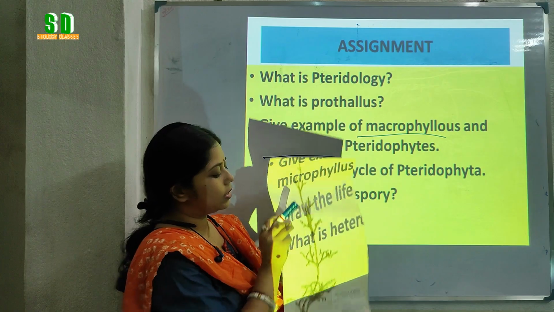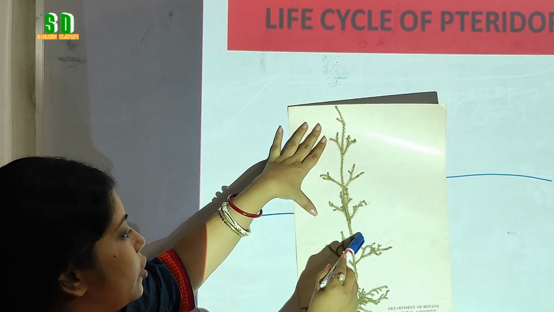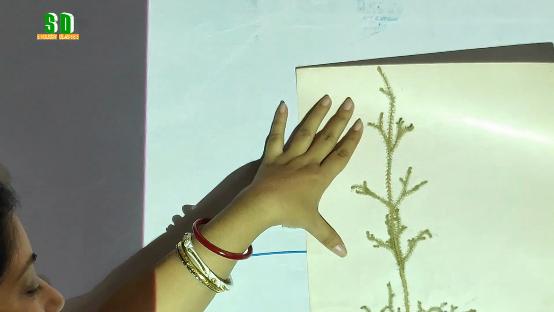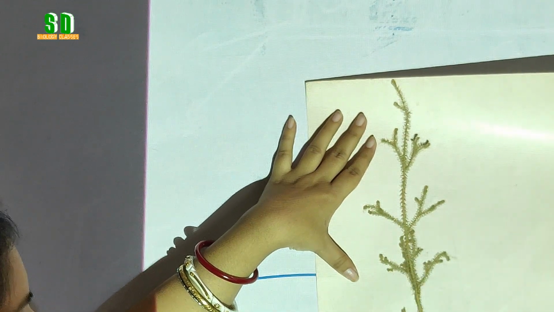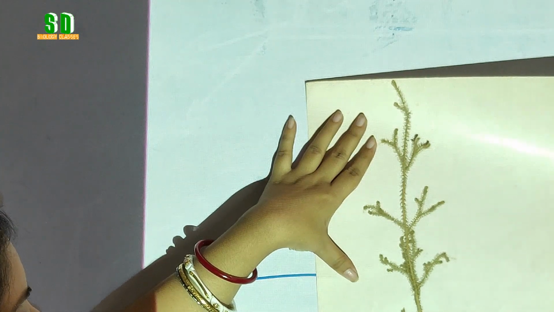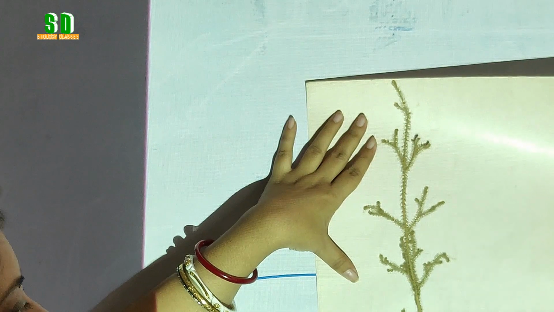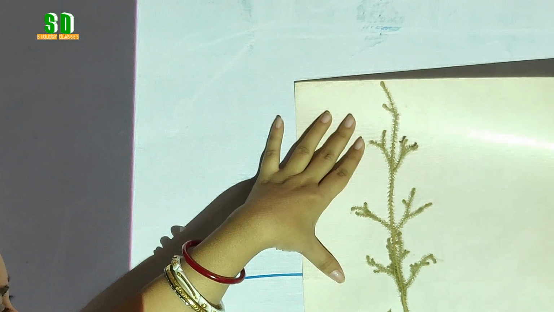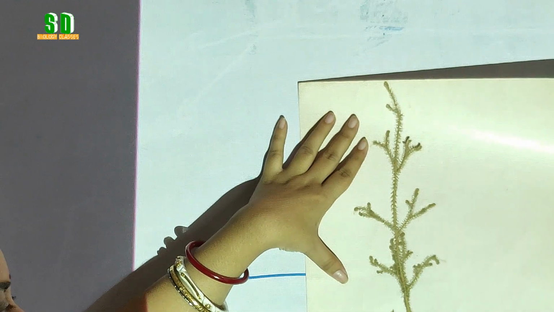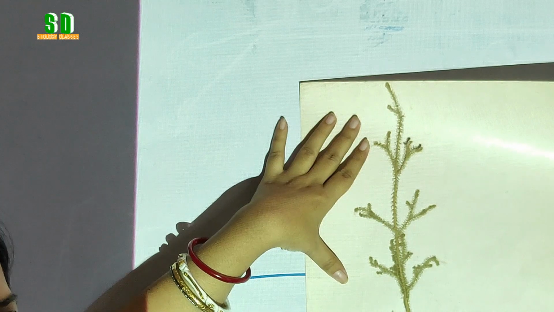Microphyllous, micro means small. So what is microphyllous pteridophyta? The pteridophyta where the stem is larger in size but the leaves are very small in size. You can see here the leaves are very small in size. That type of pteridophyta are called the microphyllous pteridophyta. The example is Lycopodium, and Selaginella is also an example of the microphyllous pteridophyta.